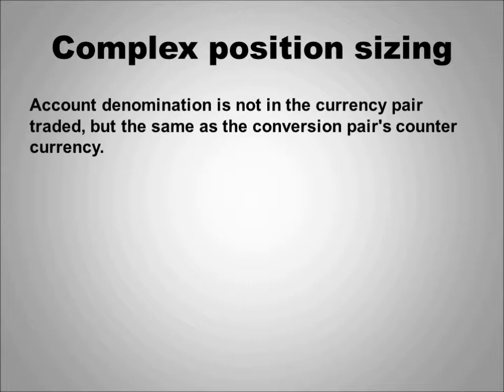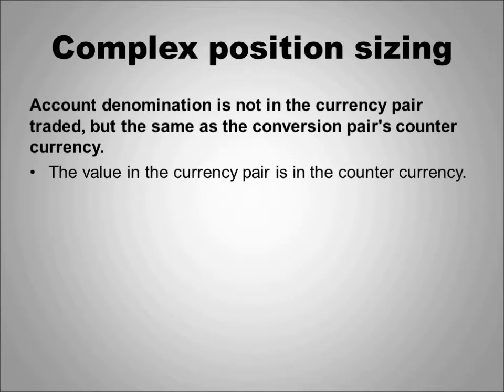Okay, so here's an example of complex position sizing. It just means that the account denomination is not in the currency pair traded, but the same as the conversion pair's counter currency. So here's what I mean by that.